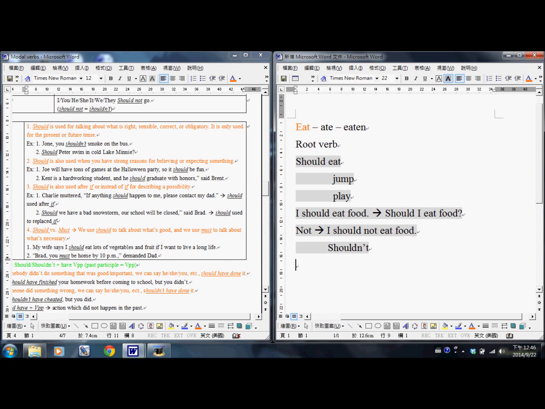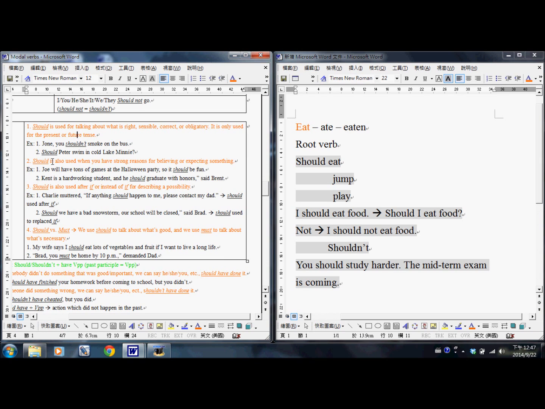And we can make another sentence over here, like you should study harder. You should study harder, the test or the midterm exam is coming. So you should study harder, the midterm exam is coming. So we use should to talk about what's right, sensible, correct, or obligatory in present or future tense. Alright, let's look at example number 2.